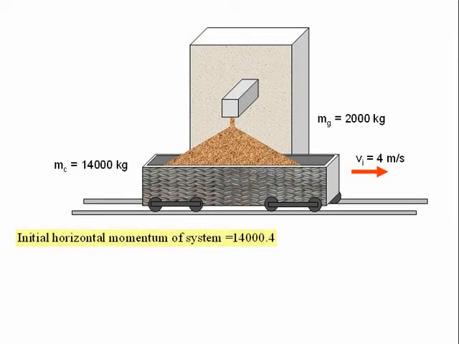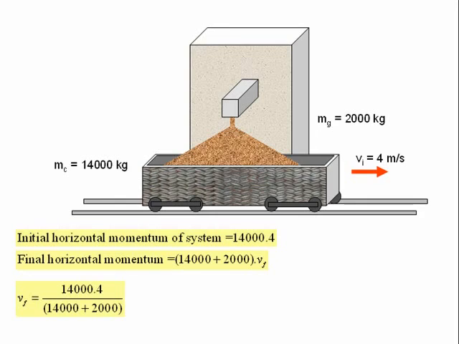14,000, times its velocity, which is just 4 meters per second. The final horizontal momentum is equal to the mass of the freight wagon plus the mass of the grain that has been dropped. So that's 14,000 plus 2,000 times the combined final velocity Vf.